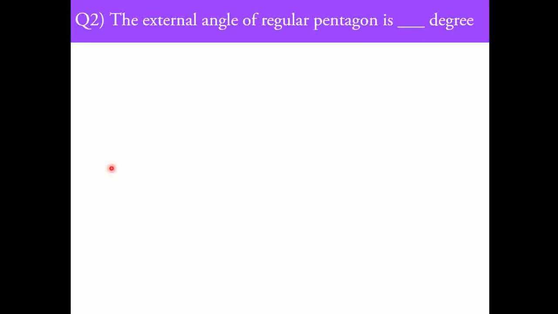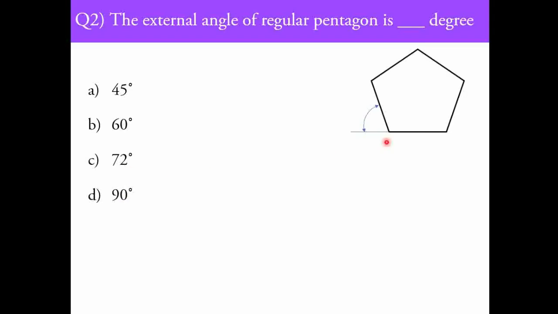Now the next question. The external angle of a regular pentagon is so and so degree. In the previous question it was the internal angle, and now the external angle has been mentioned. The options are 45 degree, 60 degree, 72 degree, and 90 degree. Once again we take the reference of the diagram of a regular pentagonal structure, and we have to identify the external angle with one of the sides.